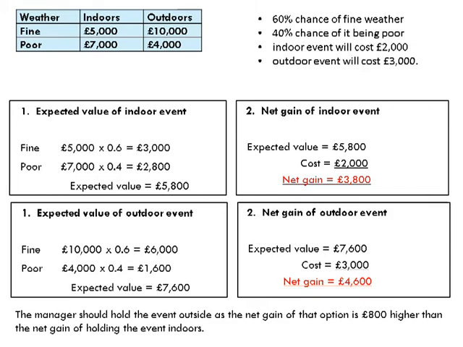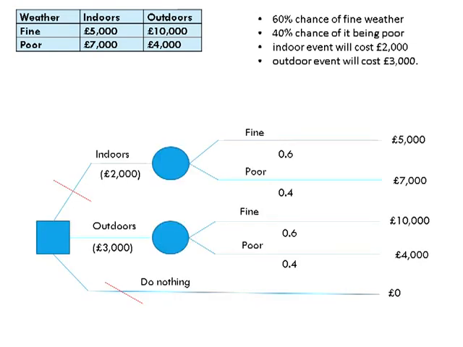So the next step is to look at the decision tree again, and what we do is we just cross off the events that we've rejected. So that option of holding the event indoor has been rejected. We're not going to do nothing because there is a positive net gain of holding the event outdoors. So that's the best choice that we can make, so we don't cross off that branch.